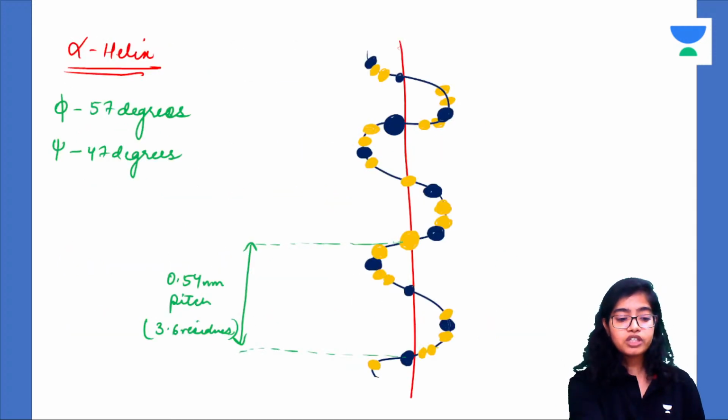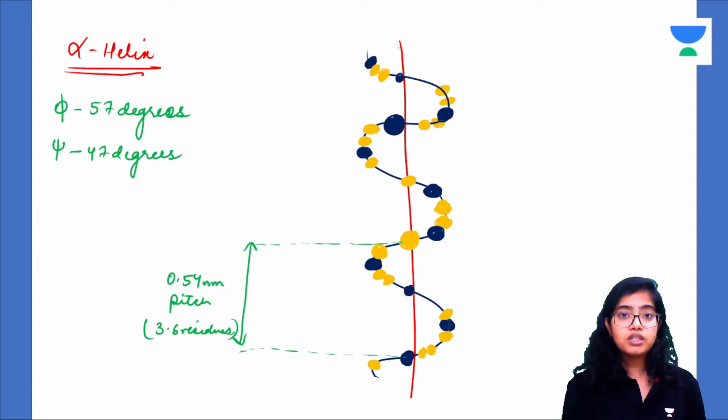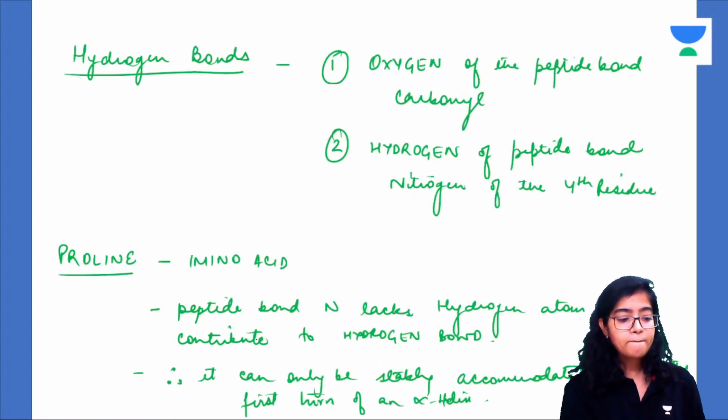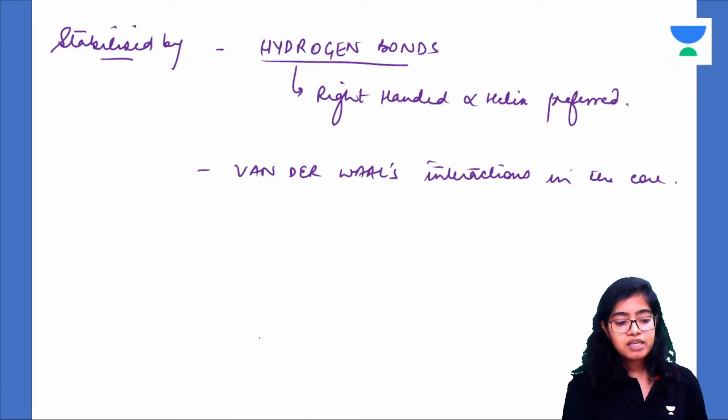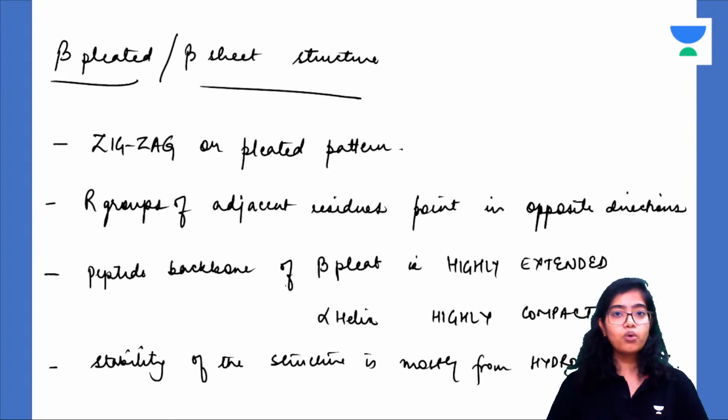Do try and make this diagram. Try and make the atoms of nitrogen and carbon separately in different colors. Try and do mention what the pitch is, how many residues are there per pitch in a normal alpha helix structure. And always remember, it is stabilized by hydrogen bonds mainly, and van der Waals interactions also increase the compactness of the core.